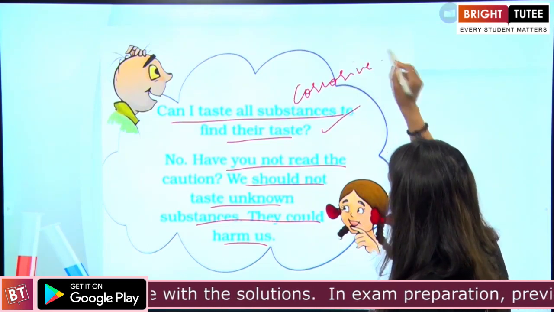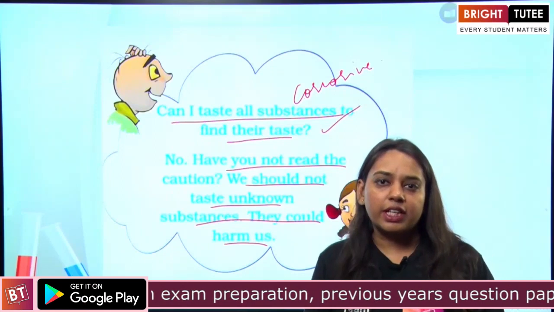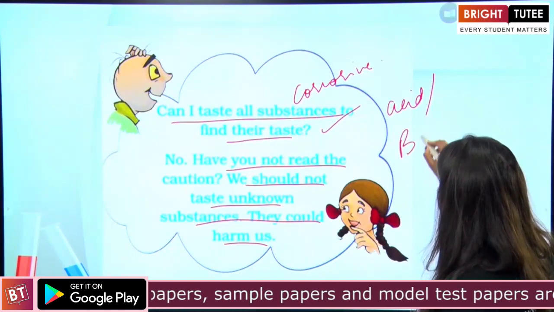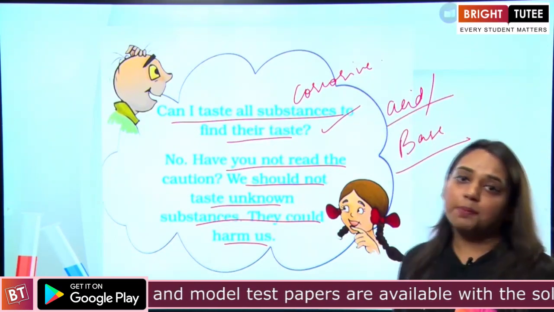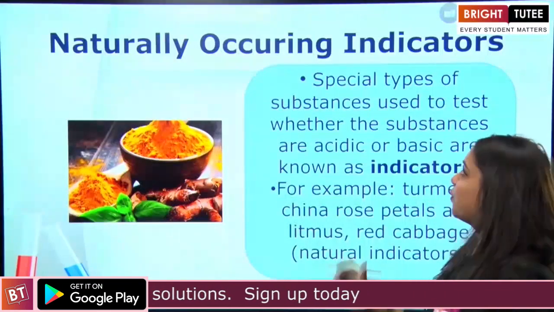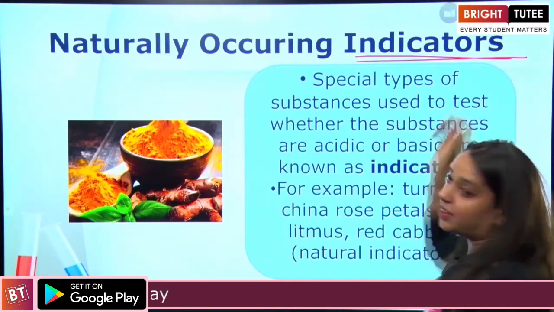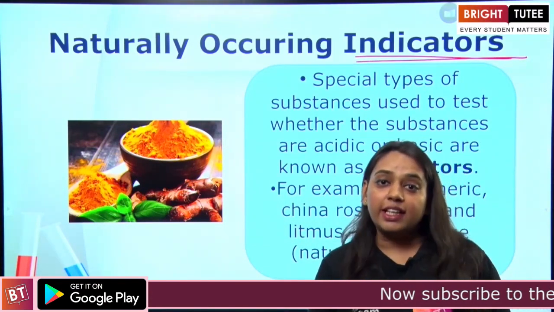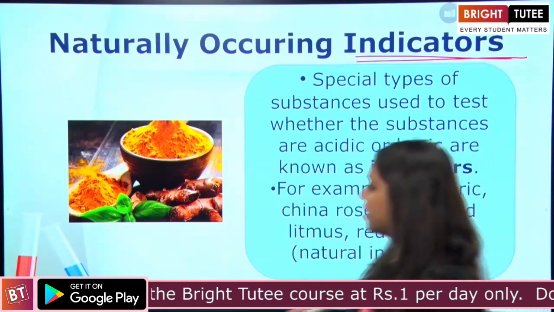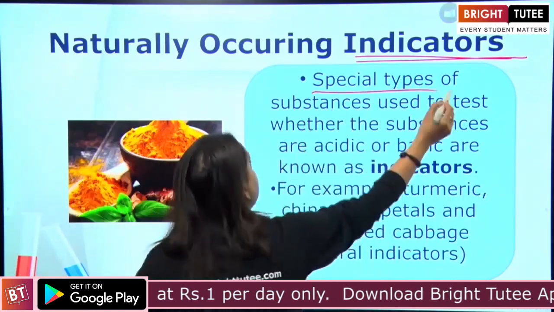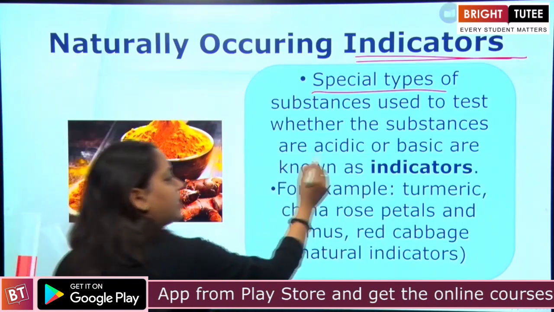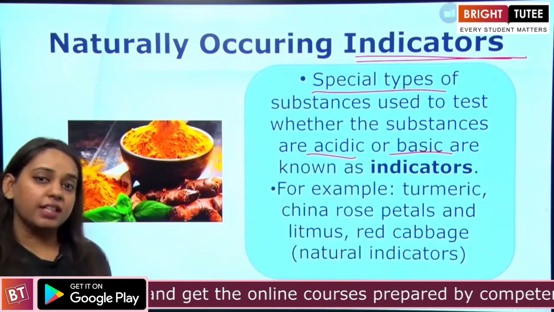Okay, children? But now, when we cannot taste everything, then how can we identify a substance as an acid or a base? There has to be some other way to identify these acids and bases. How can we identify them? We have our hero with us, which is the indicator. Yes, children, indicator, as the name suggests, it indicates whether a substance is an acid or a base. Let us quickly look at its definition. It says that the special types of substances used to test whether substances are acidic or basic in nature are called indicators.